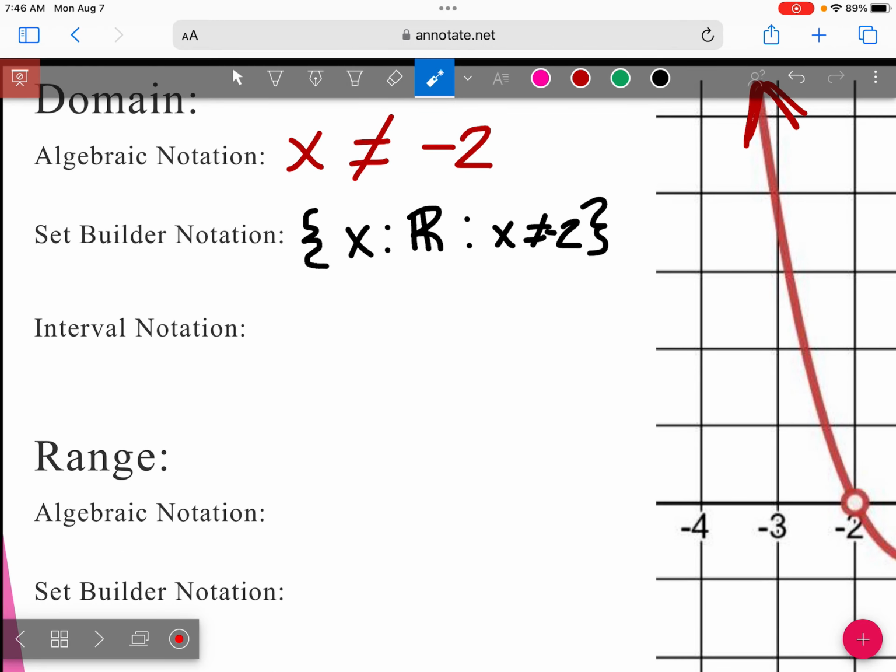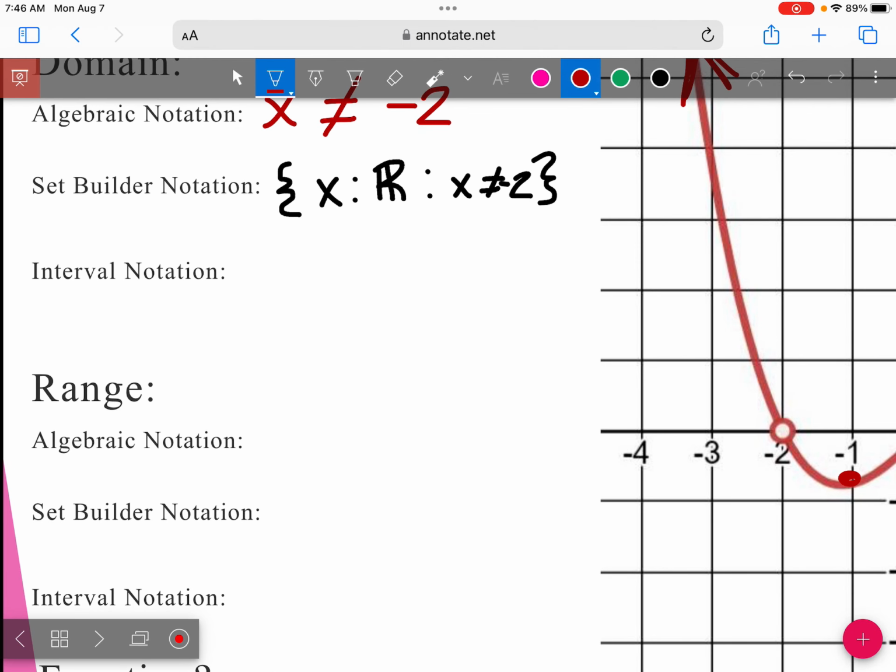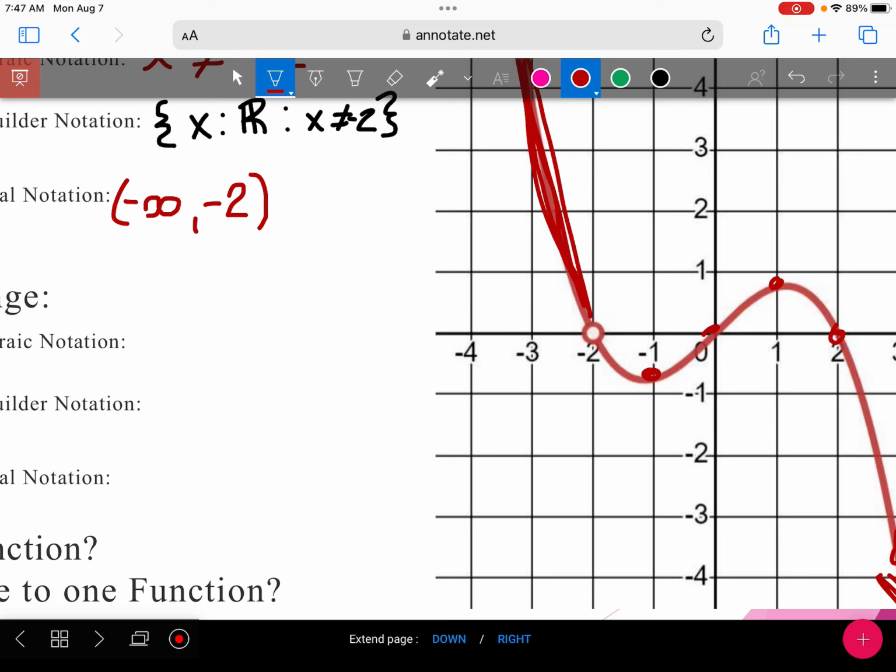Our interval notation is extra because we need our pieces that work. So I can have my negative infinity, which is the smallest my domain can be. The biggest this piece of the domain can be is -2. It stops there. And then we have another piece of graph where it starts at -2 and goes to positive infinity.